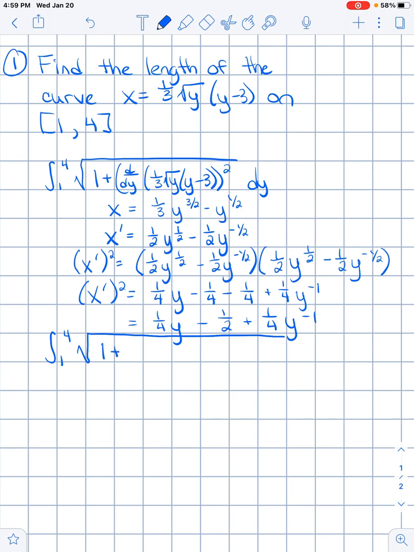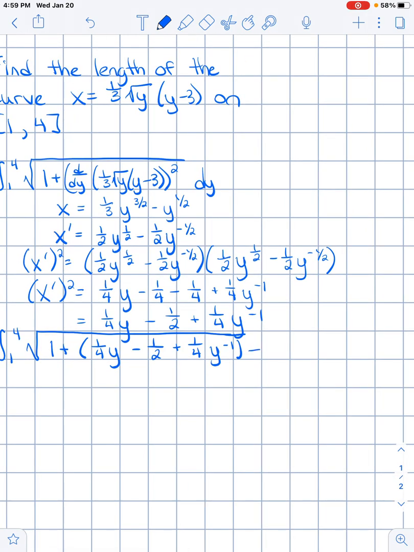The arc length is 1 plus the derivative squared. So it's 1 plus all of this. Now what's really important to remember is that this stuff in this parentheses was a result of squaring this. Okay, that was what all of that in the parentheses did for us.